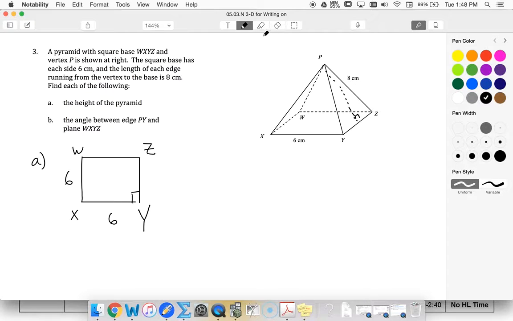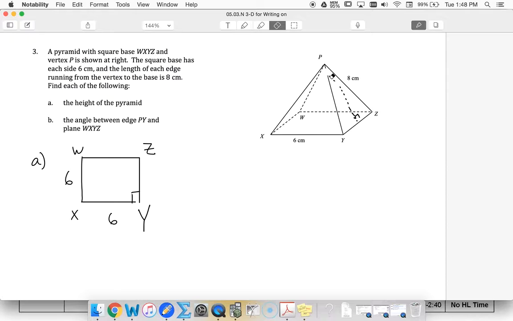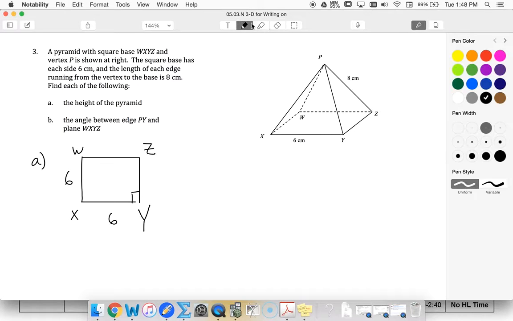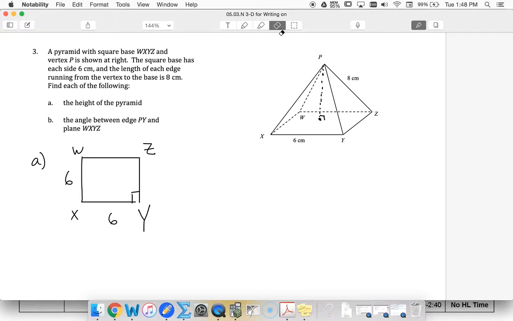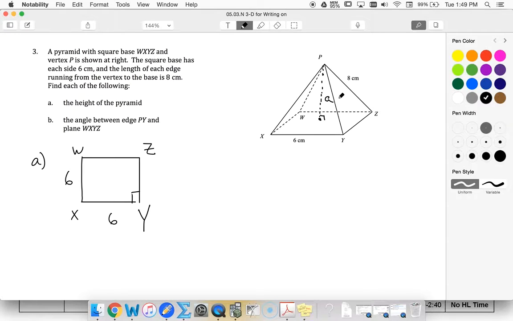So we have multiple ways of solving this. It says to find the height. So if I'm going to find the height, what I'm looking for is the distance from P straight down to the middle. That's the height that I'm looking for. So I'm going to call that, let's use a different letter, I'm going to call it A. So I'm looking for this.